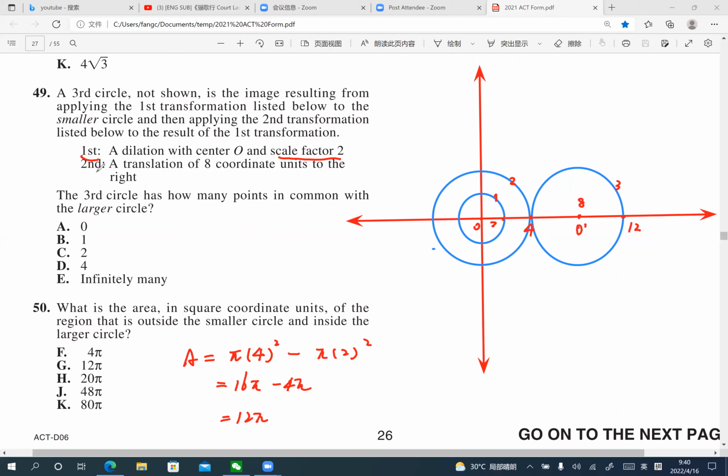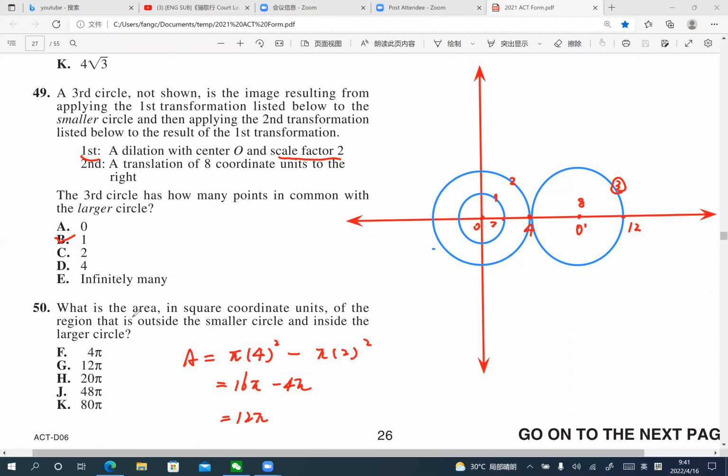The second transformation is a translation of 8 coordinate units to the right. So we move the big circle to the right 8 units. Since the radius of the second circle is 4, after we move it to the right 8 units, there will be only 1 point in common. So for question 49, we should choose option B. The third circle only has 1 point in common with the larger circle. So this is our third circle.